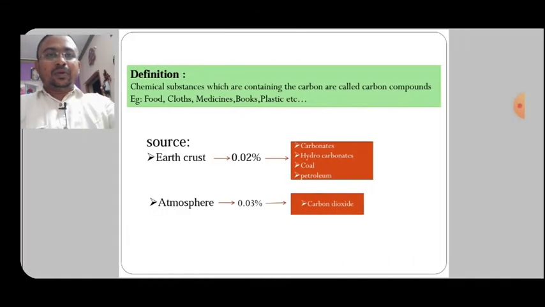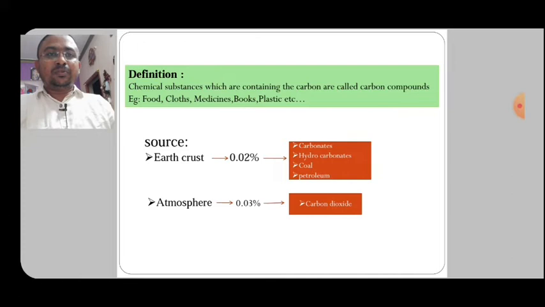So, what is the definition of carbon compounds? Chemical substances which are made up of carbon are known as carbon compounds. Examples are food, what we are eating, clothes, what we are wearing, medicines, what we are taking daily are known as carbon compounds. The books, plastic, etc. all are made up of carbon, and as well as our human body is also made up of carbon.